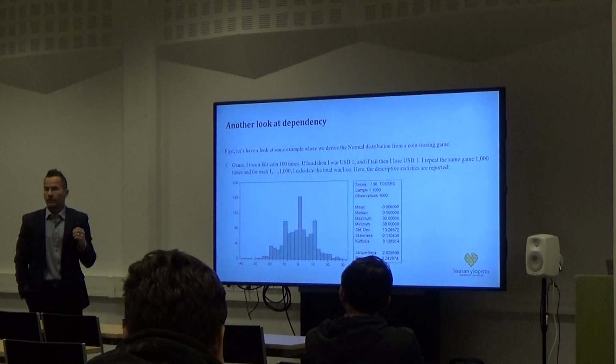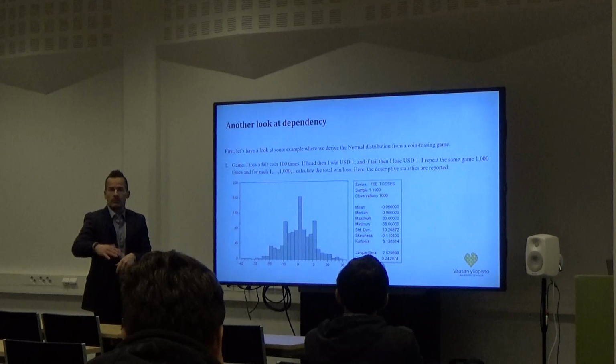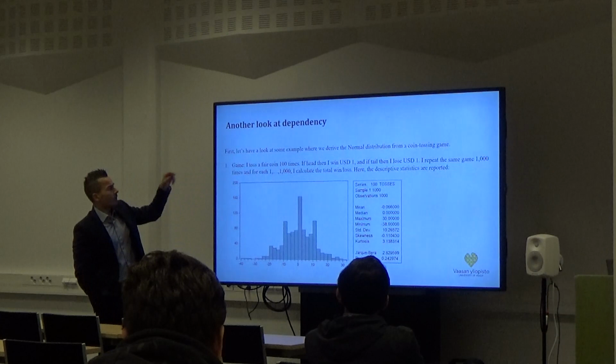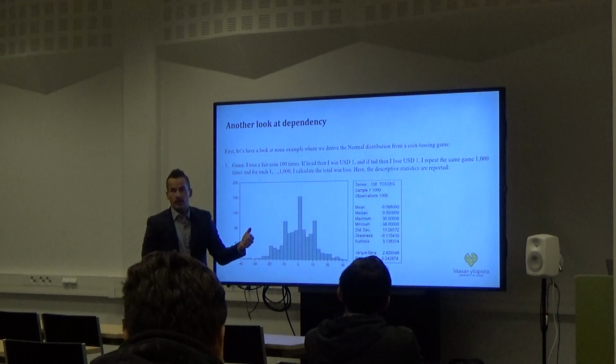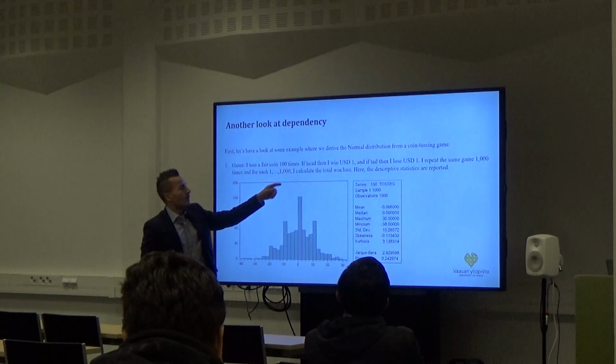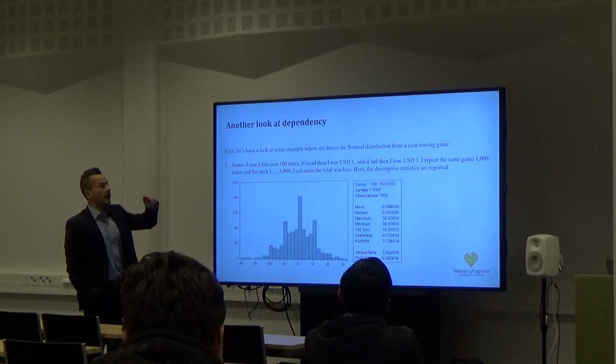If you toss a coin, there is probability 0.5 that you have head, and probability 0.5 that you have tail, right? So it's 50-50 probability. In the first game, I toss a fair coin 100 times. Fair coin means the probability is 50% for either. If it shows me head, I win $1 or 1 euro or 1 Finnish mark. It doesn't matter, the unit doesn't matter. And if tail, then I lose $1. And I repeat that same game 1,000 times, and then I calculate the total win for each of these games.